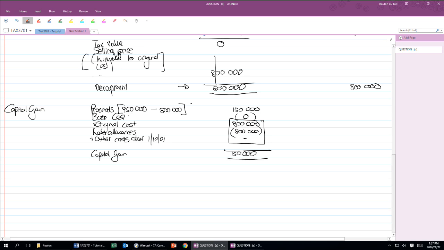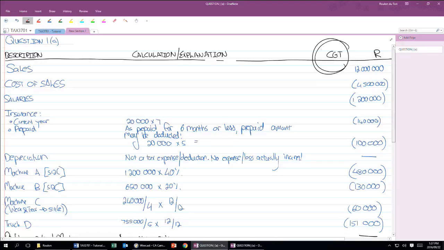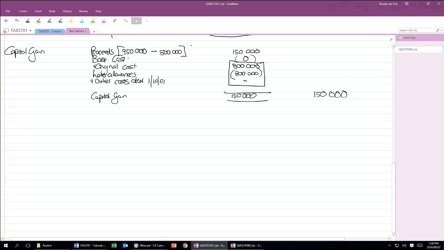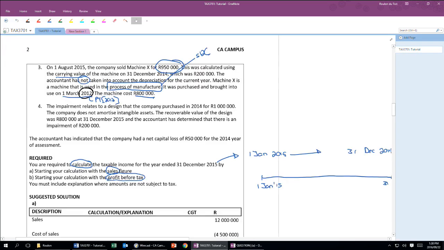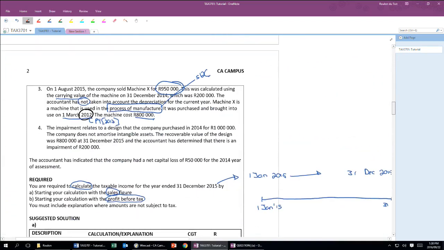Now you'll remember, if I just take you back up to the top of our page, we have a CDT column over here. So that 150,000 rands goes into that CDT column that we have. Alright, so that is the profit on the sale of the asset. Done. And then note number 4 is an impairment.